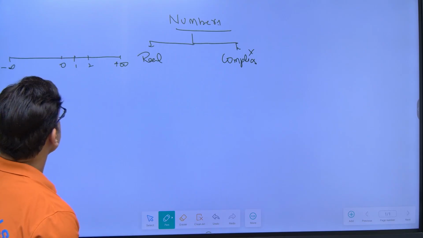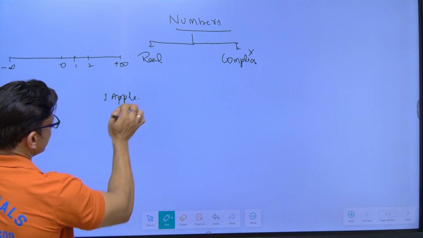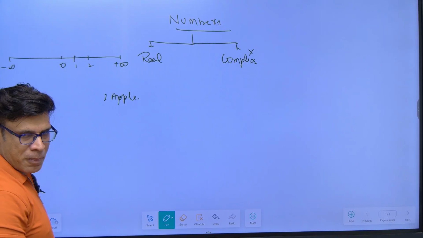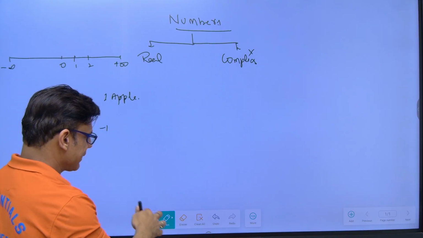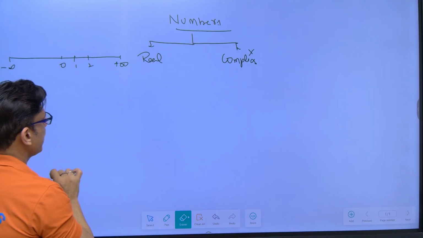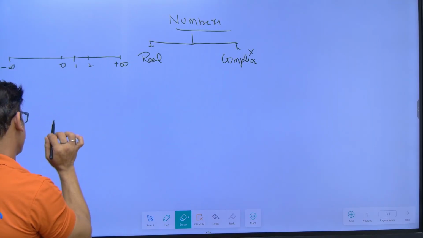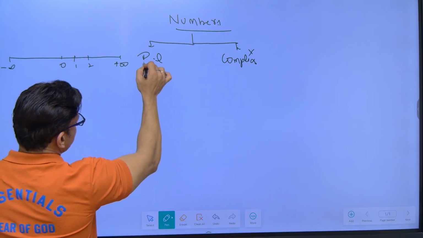Because they exist. For example, there is one apple, right? It exists. One apple exists. If I say minus one apple, it does not exist. First thing is clear to all of you, real number, right? So any number which you place on the number line is termed a real number. Now, real numbers are also broadly categorized into two types.